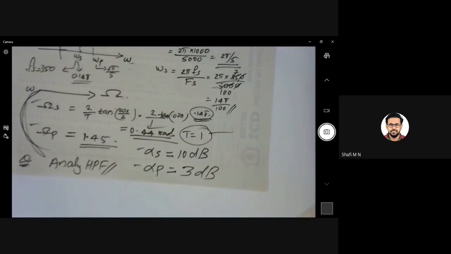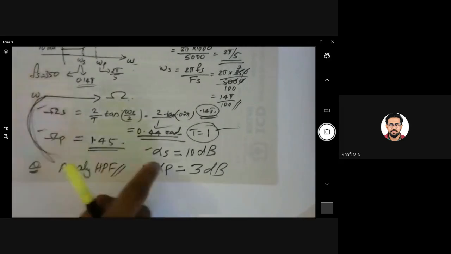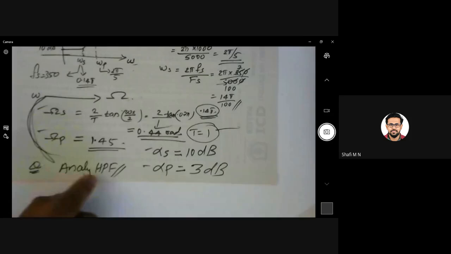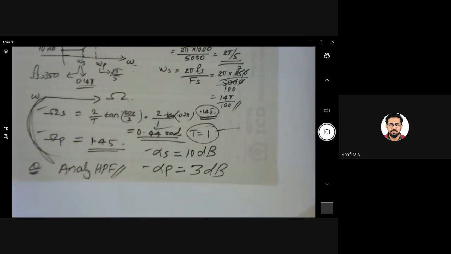There is an issue. What is that? With this specification, I should not go directly to design the high pass filter. Why? What is the exact method? You have to design low pass first.